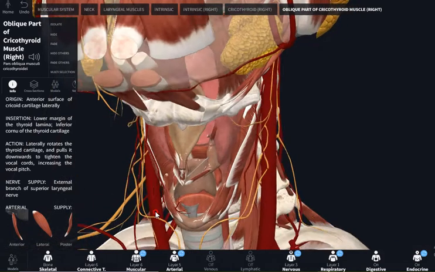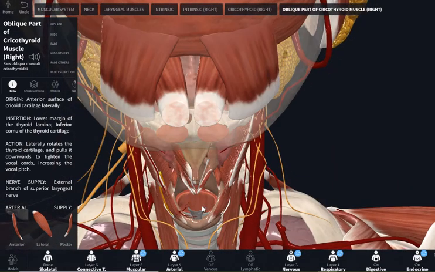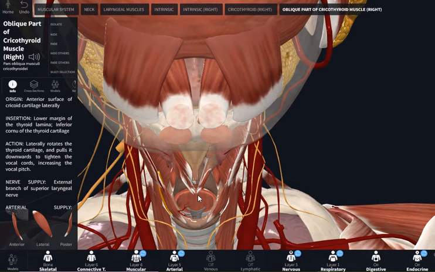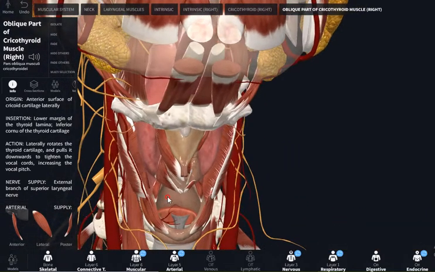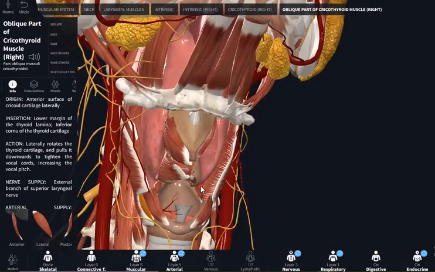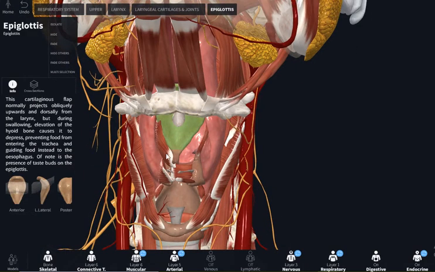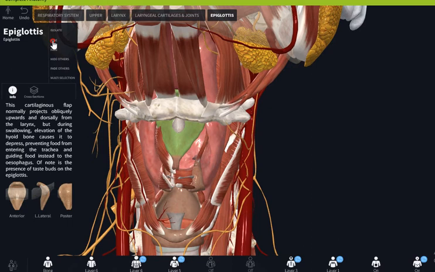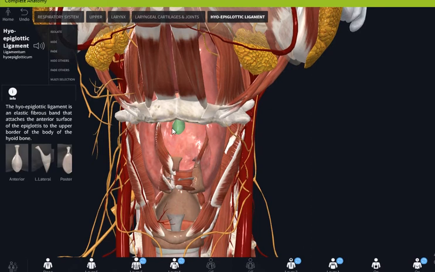All this, you have visualized the thyroid, and inside there you have the mucosa of the trachea. Posteriorly here, you have the trachea, and the trachealis muscle here. From here, we can remove all this. The epiglottis is used to prevent food from entering into the larynx when you are doing deglutition. So you can hide all this. This is the hyoepiglottic ligament.